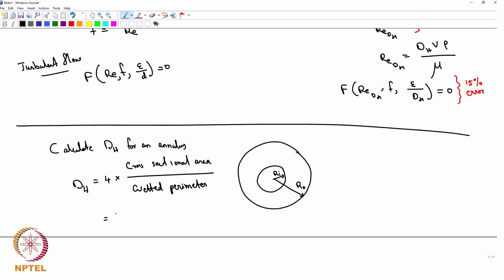What would this be? 4 into cross-sectional area, which is pi into Ro squared minus Ri squared, divided by wetted perimeter, which would be 2 pi Ro plus 2 pi Ri. Both the inside and outside surfaces will exert the shear stress. You can simplify and see what you get. So that's how you should do the calculations.